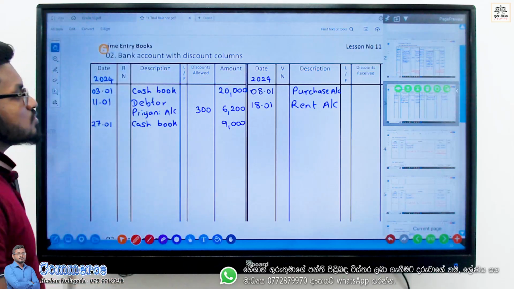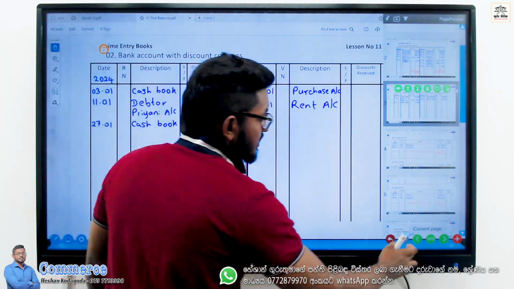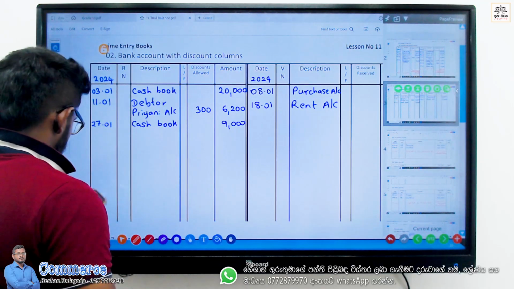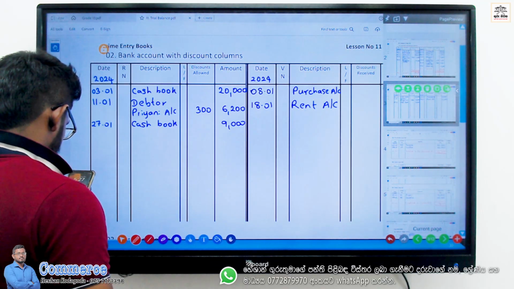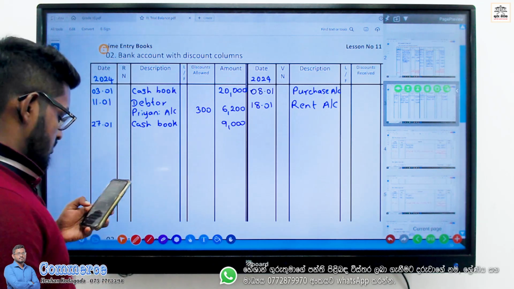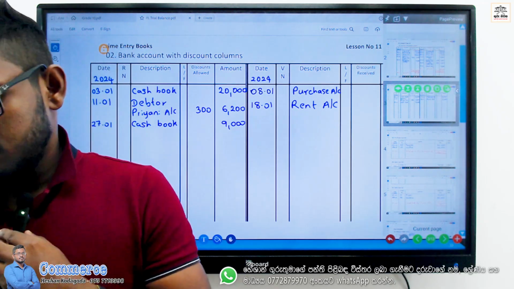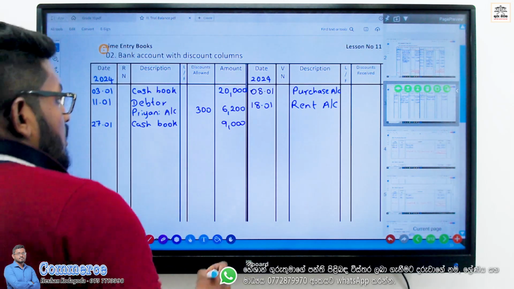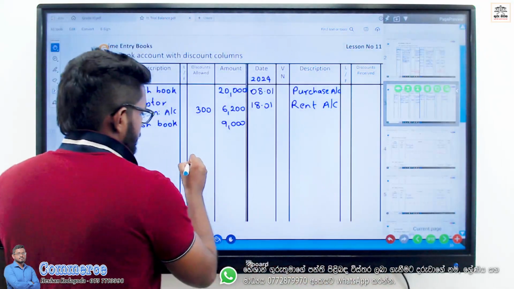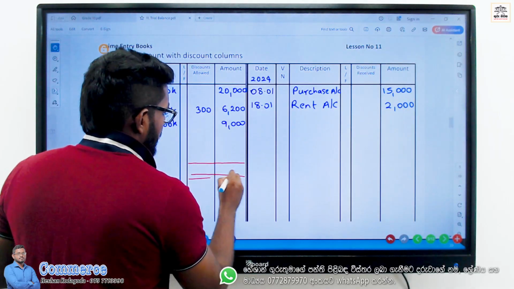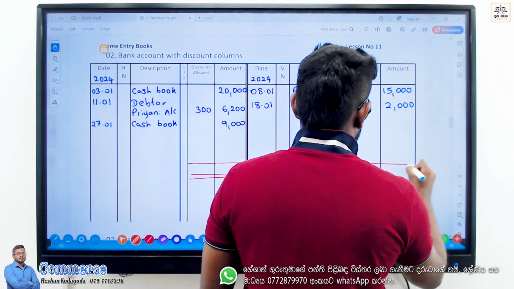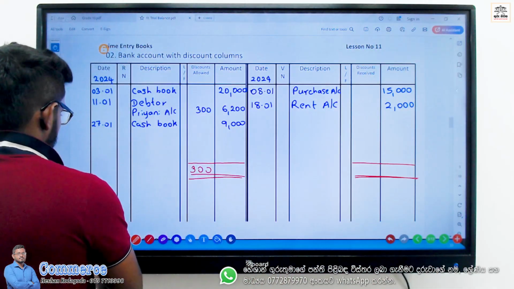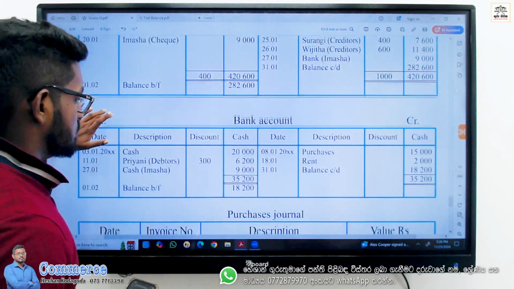Bank account එකේ discounts දැම්මේ නෑනේ. I forgot it. You know, write the bank account discount as well. Discount allowed, right? You know, there are 300 in here. ඒකේ discount තියනවා. Don't forget it. There are 300 discount, right? Yeah, in bank account එකේ 300 discount තියනවා, right?